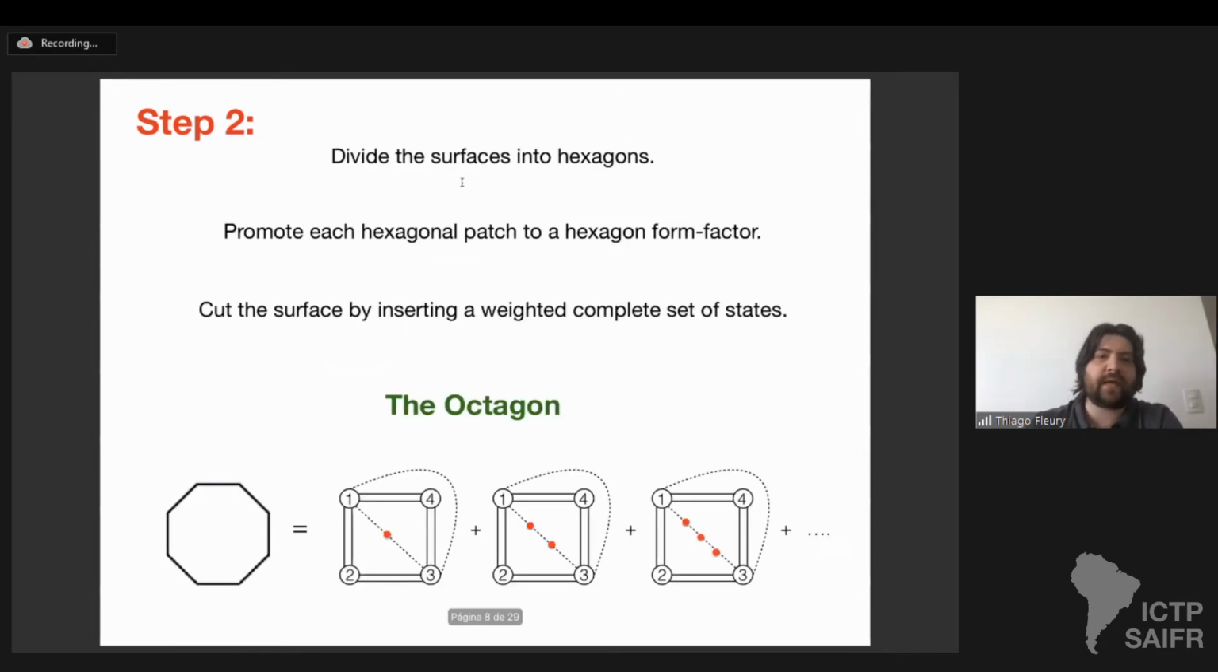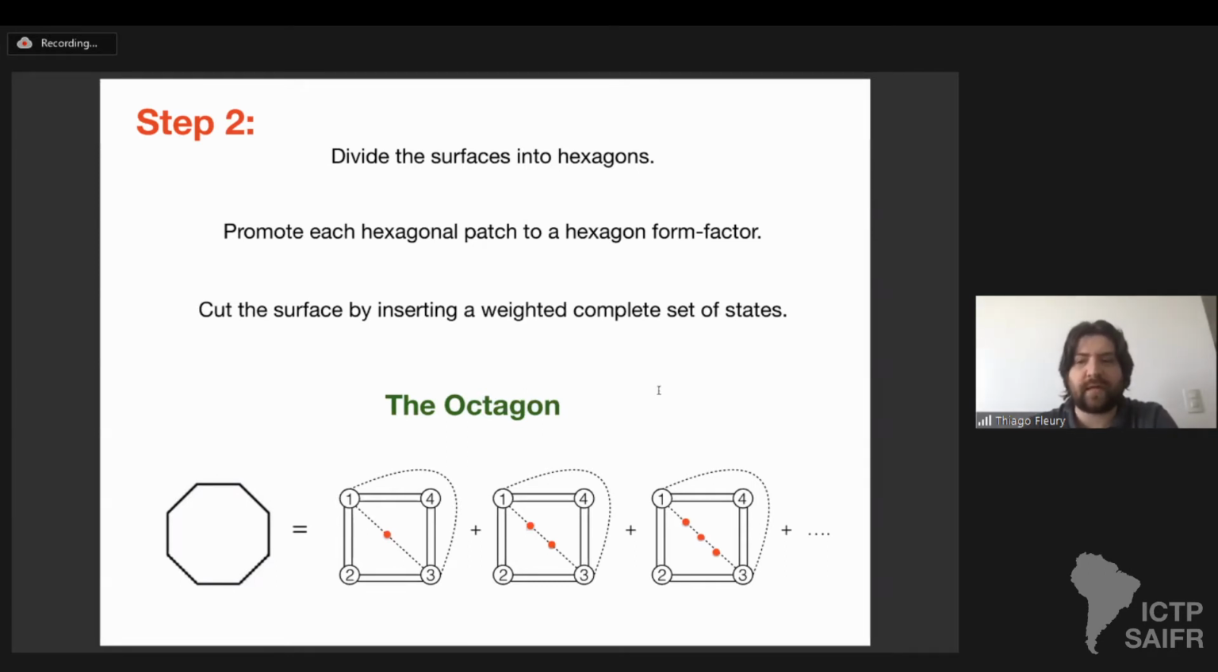Then you go to the second step. The second step is to divide the surface into hexagons. Then promote each hexagonal patch in the surface to a hexagon form factor. If the propagators do not divide the surface into hexagons, you put some additional lines that we call length zero bridges. And then the final step is to cut the surface by inserting a complete set of weighted states. So for example, for the octagon here, you have 4 hexagons, and then here is where you start to put these particles, and in fact, we know that you can perform the resummation of these contributions.